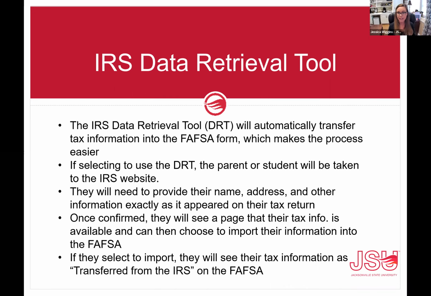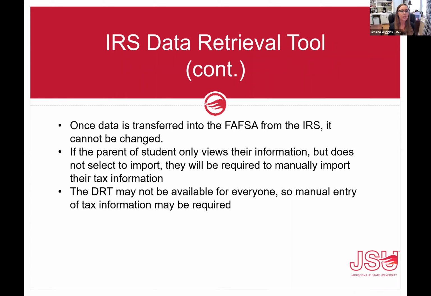If they then select that and provide their consent, one way to confirm is that they will actually see a "transferred from the IRS" label on the FAFSA for those data fields. So for their tax information, they will then see that on the FAFSA form once they transition back into the FAFSA. Once that data is transferred into the FAFSA, it actually cannot be changed because that is how it appeared on their tax return. That information cannot be adjusted.